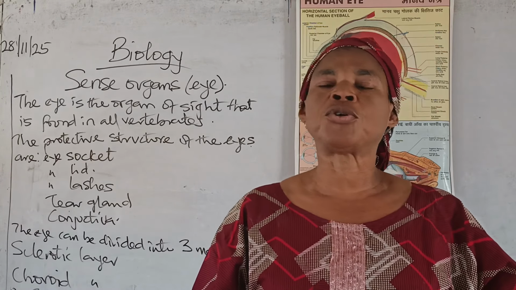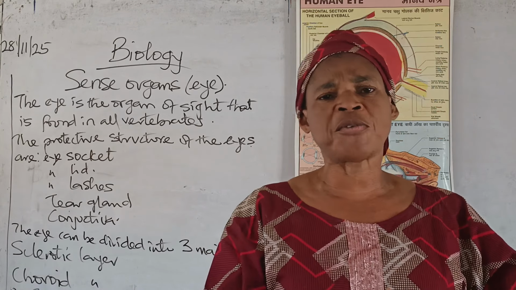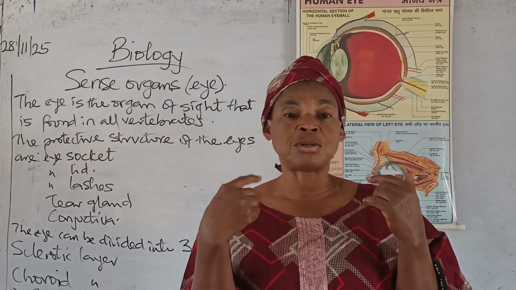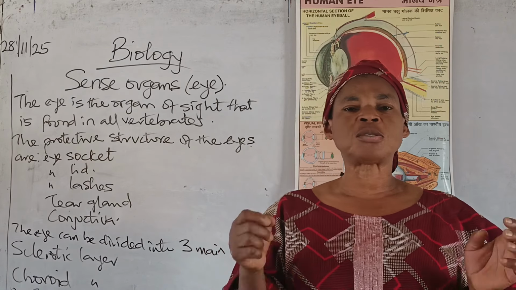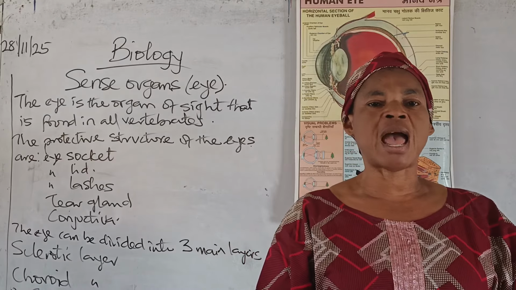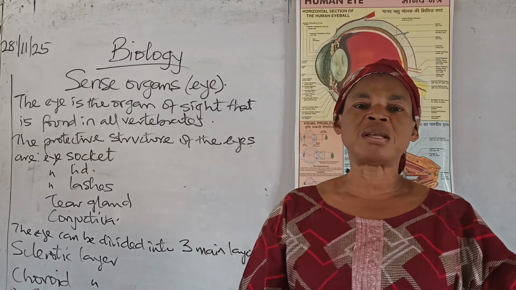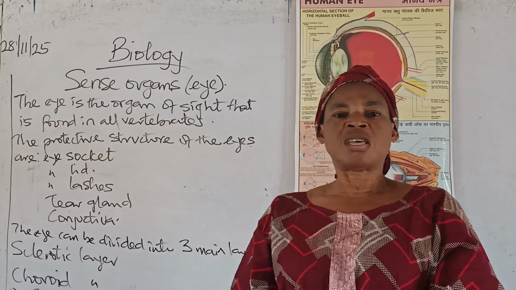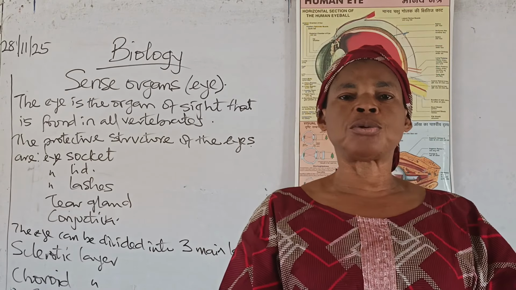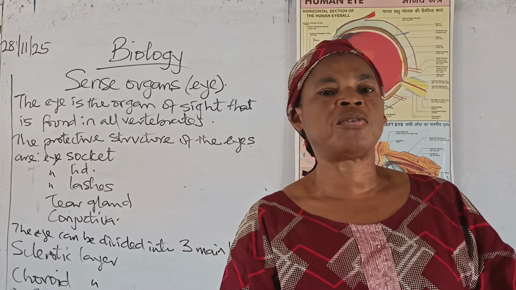That's why if you go to a smoky or dusty area, even before you leave the place, you will look as if you're crying. It prevents dust from entering the eye, because the dust may have bacteria that may make the eye infected. The eye is also spherical in shape, just like the shape of a ball.